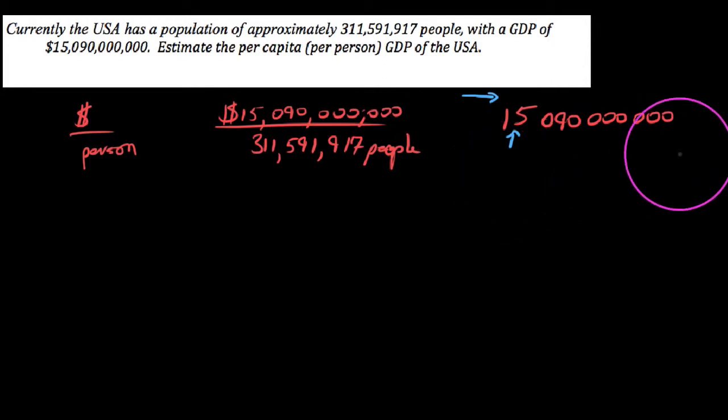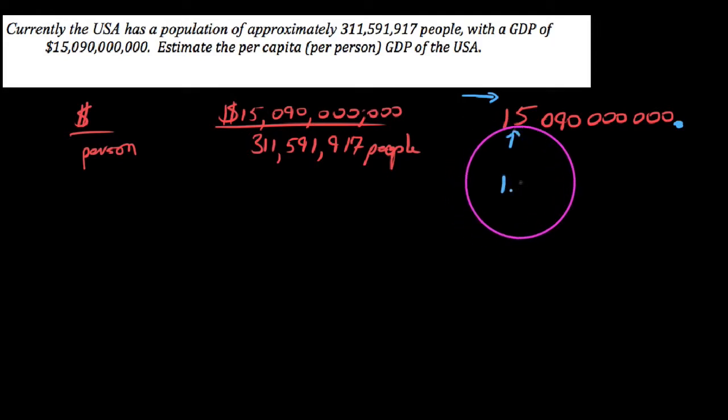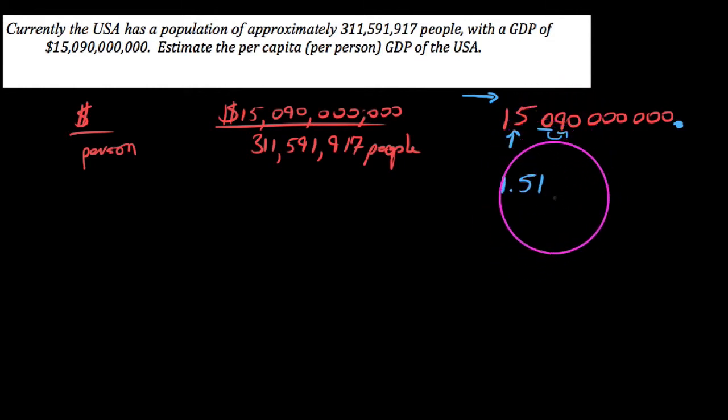So if that's the case, here's where the decimal is now. At the end of the number, here's where it should be. We're going to rewrite this as 1.5, and I'm going to round this 0 up to a 1 since there is a 9 right next to it. 1.51 times 10 to the what?